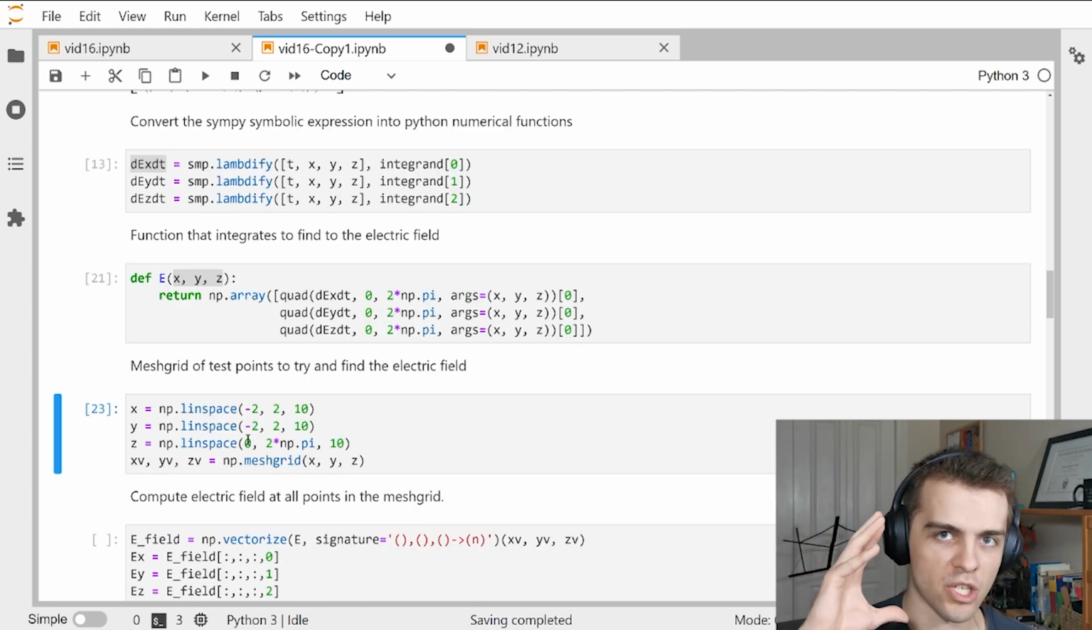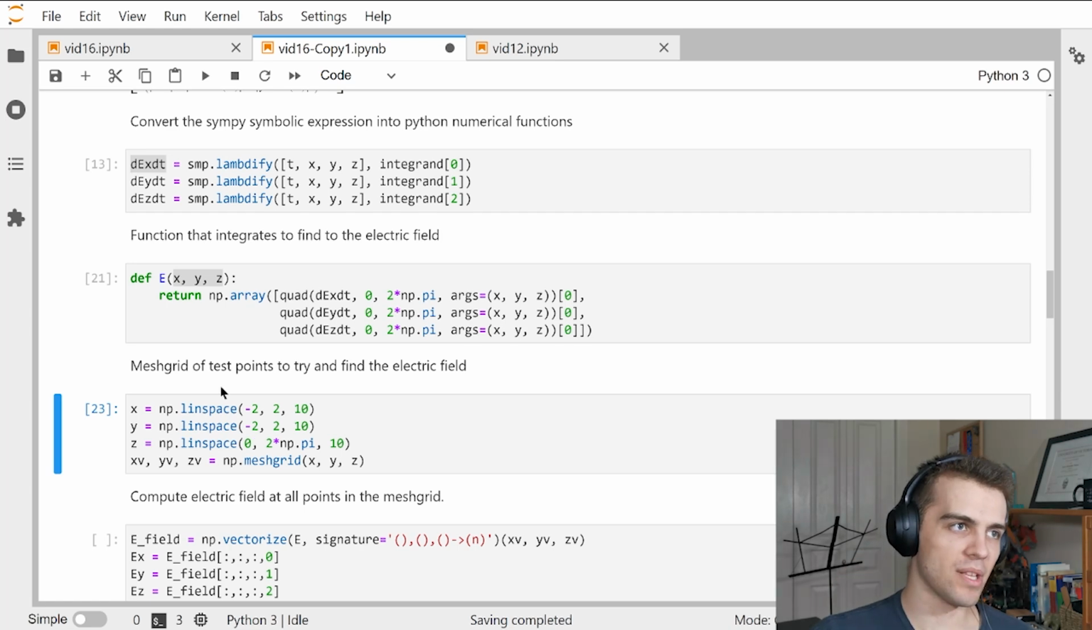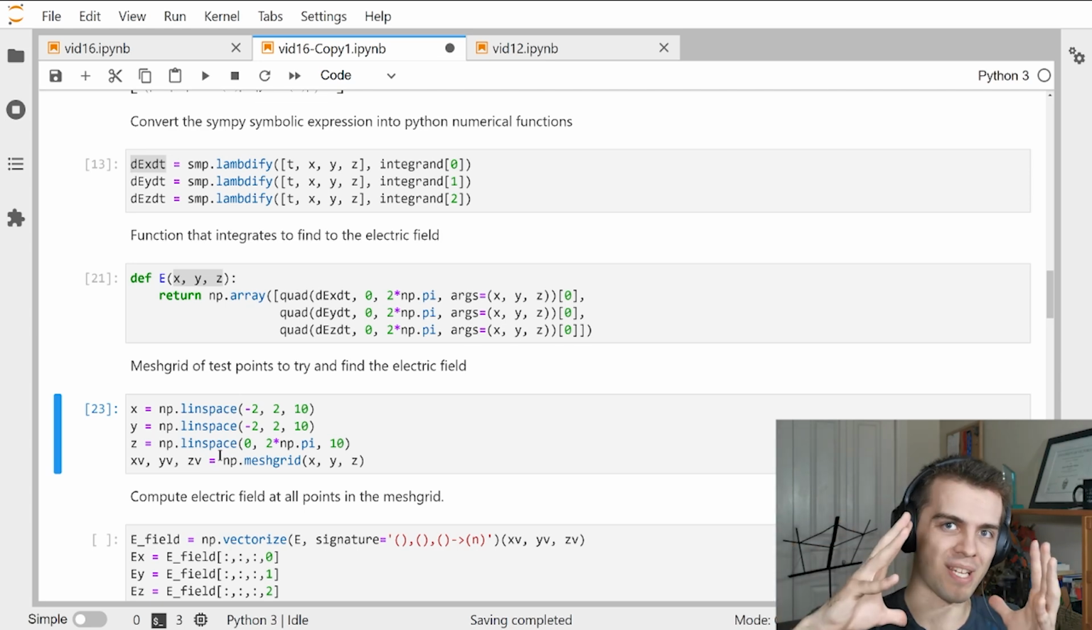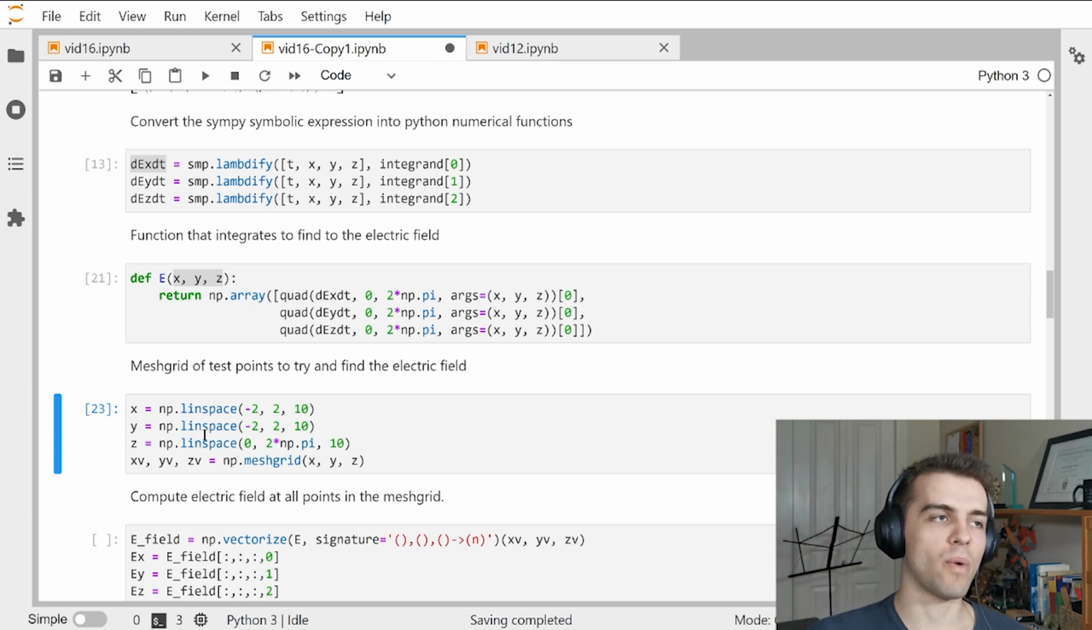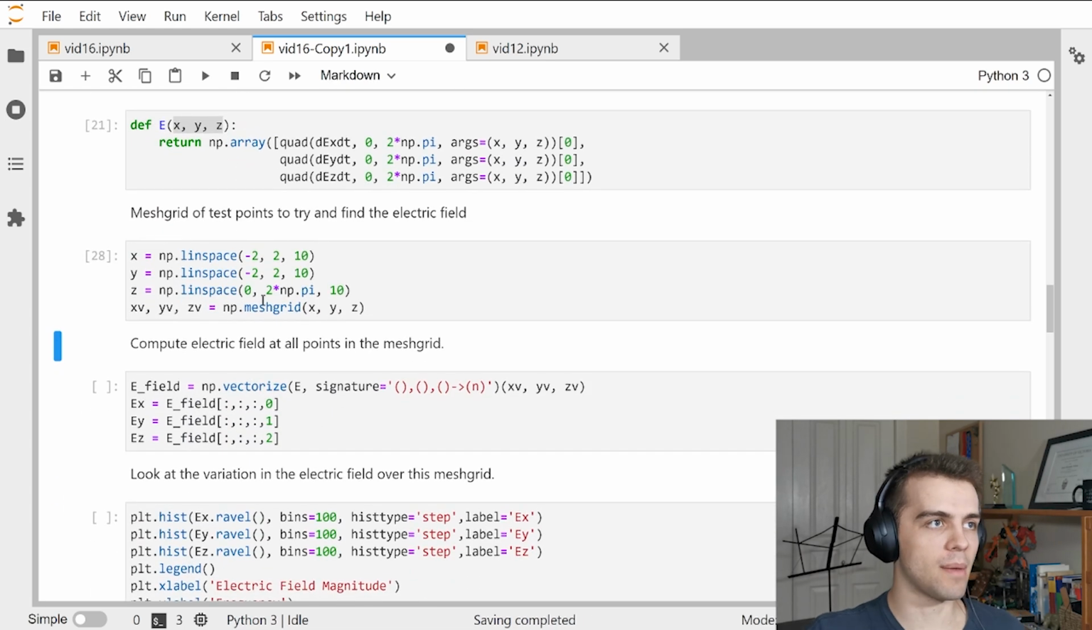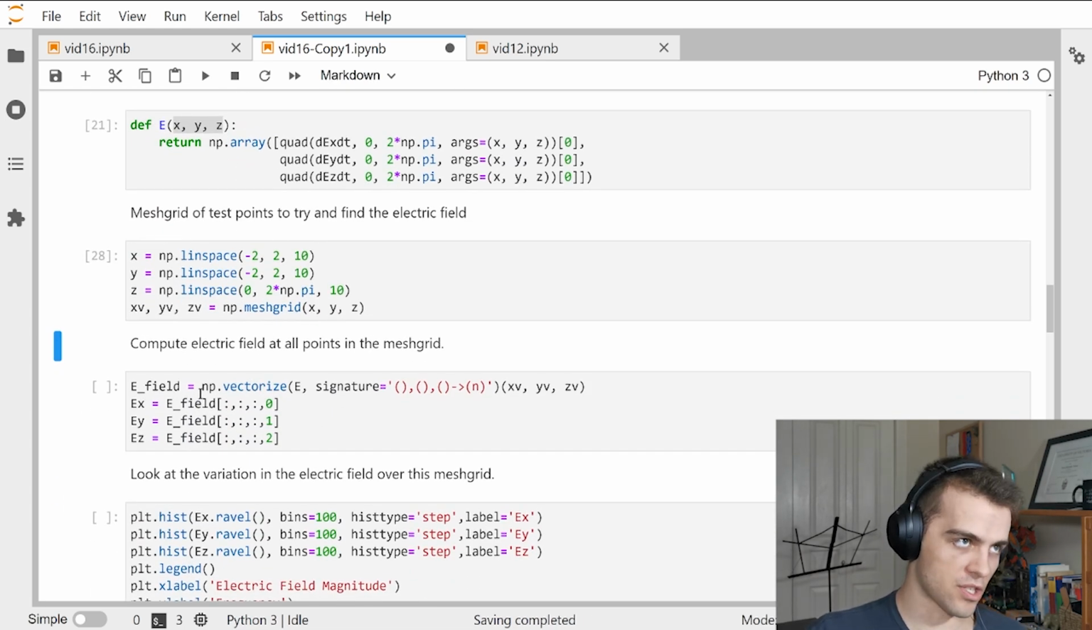So in order to do this, we need to create a mesh grid of X, Y, Z points to solve for this. If you're unsure of what's going on here, I'd recommend you check out my NumPy tutorial video. I talk about what mesh grids are and how they can be used to find 3D functions and why it's important, especially when plotting 2D heat maps, for example. But anyways, I use the mesh grid here. And using the mesh grid, I can compute the electric field at all points.